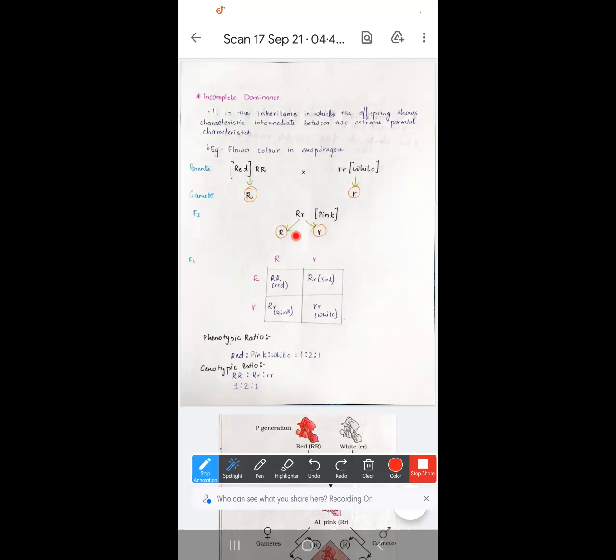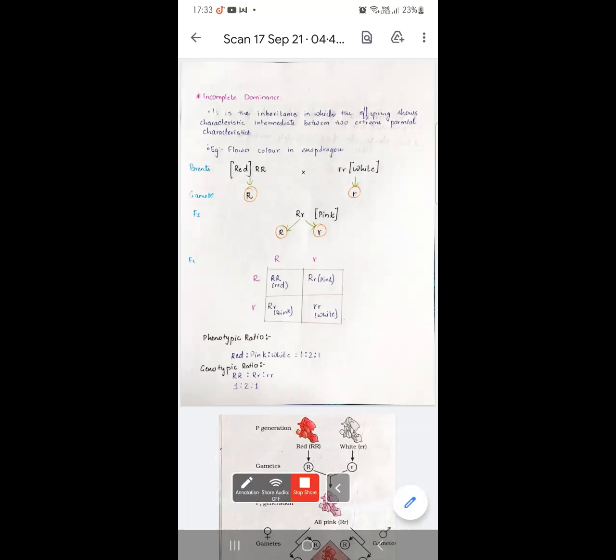Here the progeny do not show similarity to either of the parents. It is intermediate. On selfing, we get one red, that is dominant, two heterozygous, that is pink flowers, and one white. Therefore, the phenotypic ratio will be red, pink, white, that is 1:2:1, which in case of monohybrid cross was 3:1. And the genotypic ratio will be the same, that is 1:2:1.